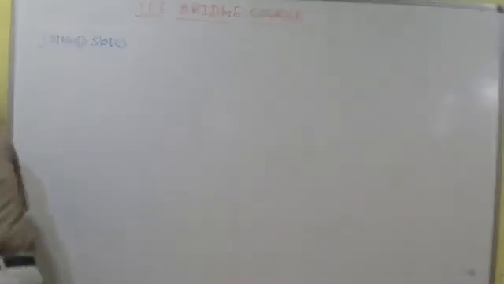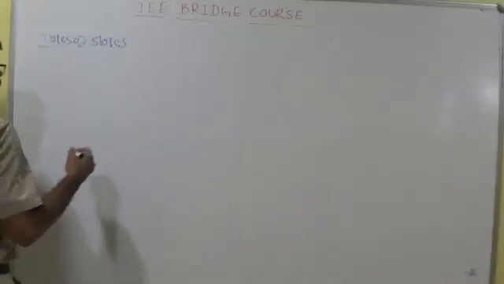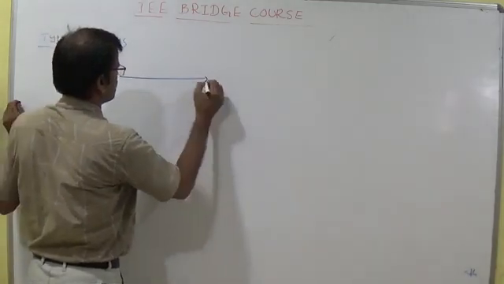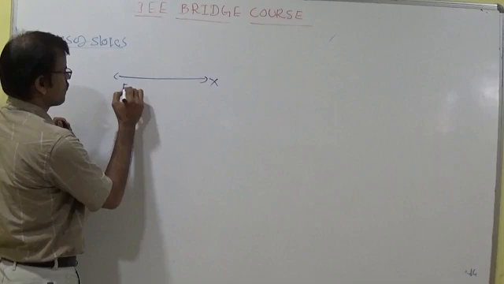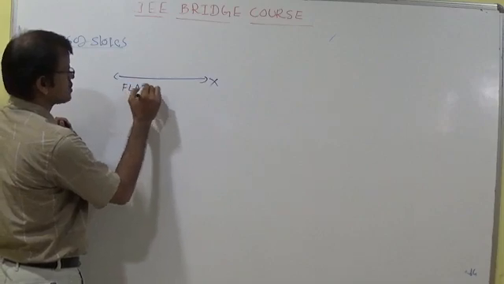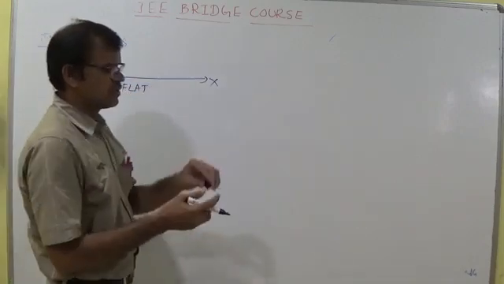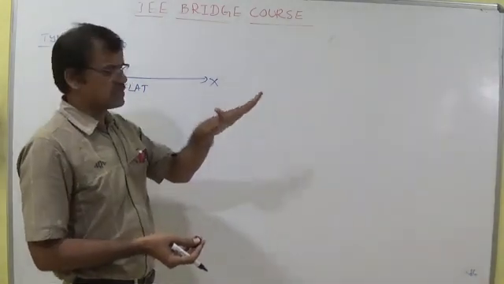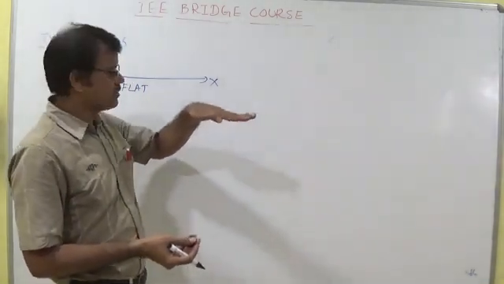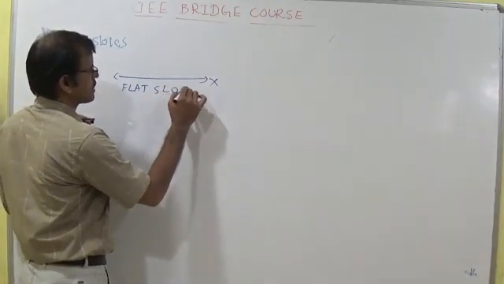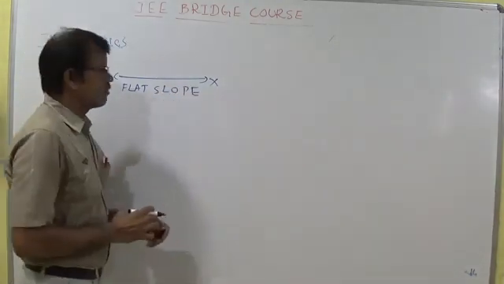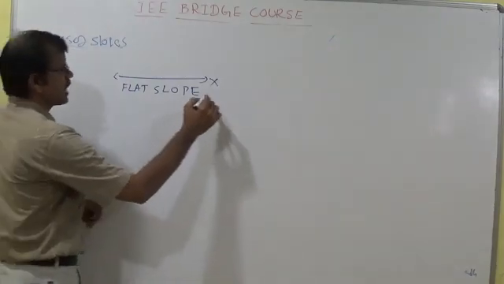Types of slopes. What are the types of slopes here? Draw like this. This is the x-axis. This is called a flat slope. There is no steepness, no slant, it is going in a straight way. This is called flat, this is called a flat slope.